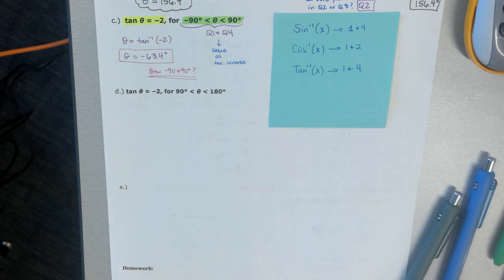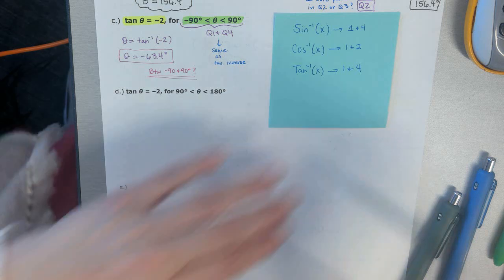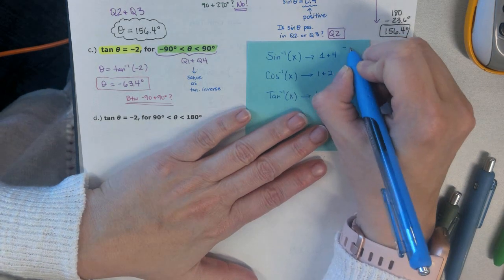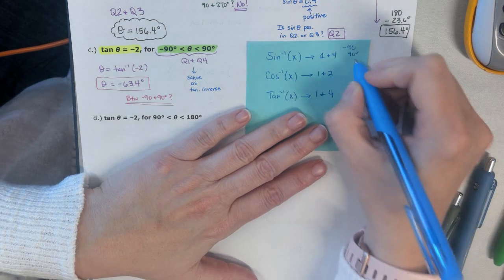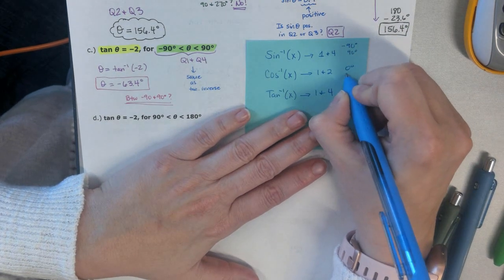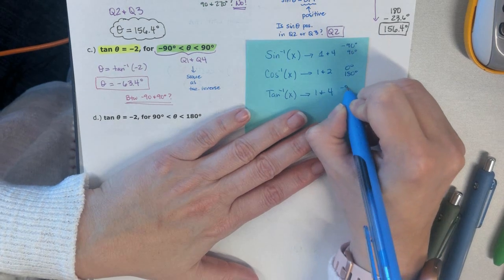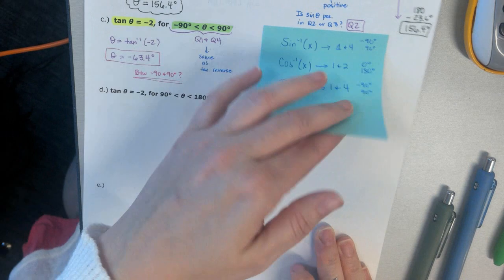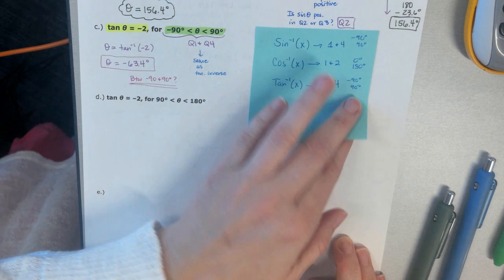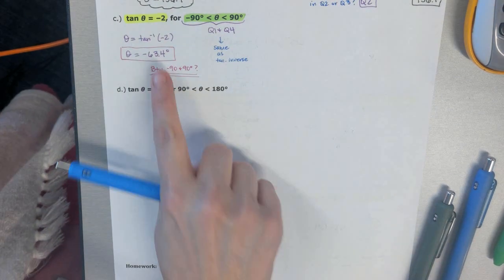So negative 90 to 90 is for tangent and sine inverse functions. And then cosine would be from what? Good, yes, 0 to 180. So this is negative 90 to 90, this one is 0 to 180, and this one is negative 90 to 90. You will probably just ask yourself, is it between that? That's okay.